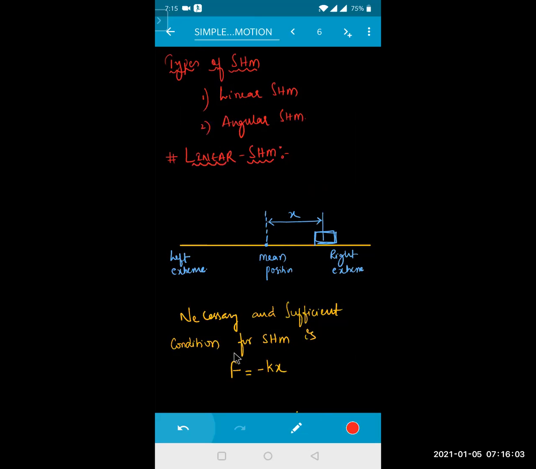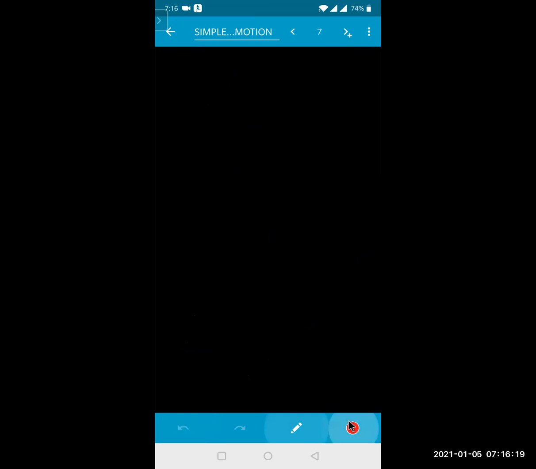F is equal to how much, beta? F is equal to minus k into x. What is F here? Restoring force. x is the displacement from the mean position and k is a positive constant called what, beta? Force constant. Is it clear? Yes. So if I write this mathematically, see how I'm writing very carefully.